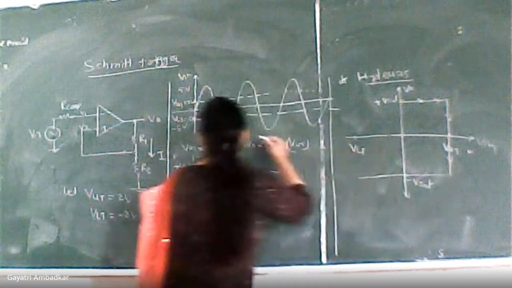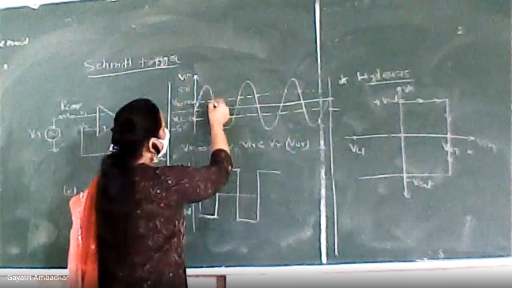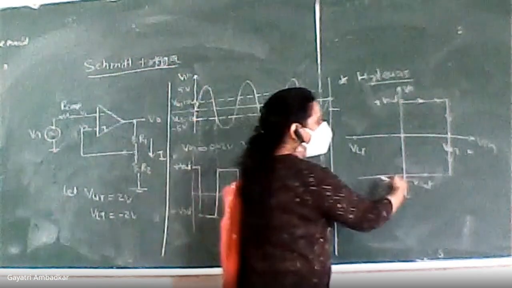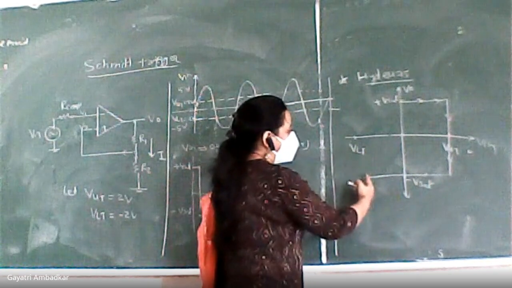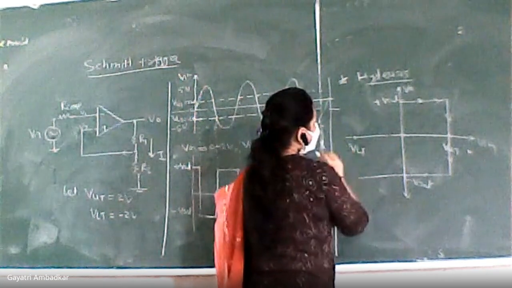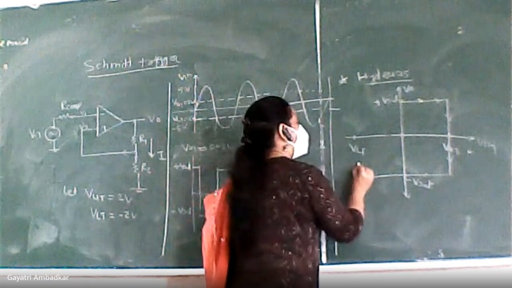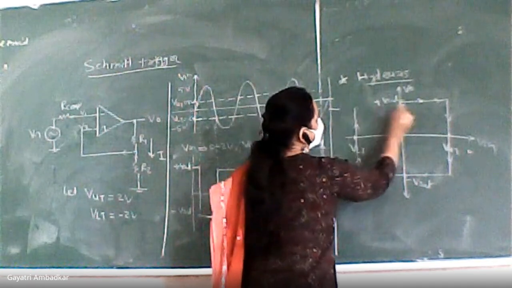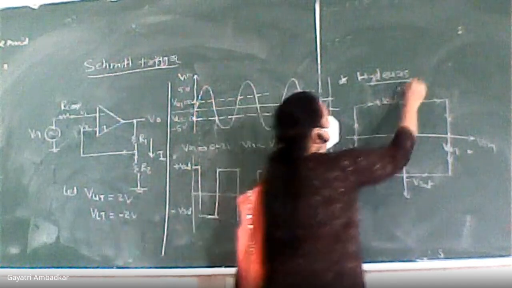So for all the values which are greater than VUT, output is minus Vsat. Now I have to make my comparison with VLT. Once the state has changed, I will compare with VLT. So moment all these are greater than VLT, because this is negative direction, it will remain minus Vsat. At VLT, again it will switch to plus Vsat. It will change the direction, and it will remain at plus Vsat. This is called as hysteresis curve.